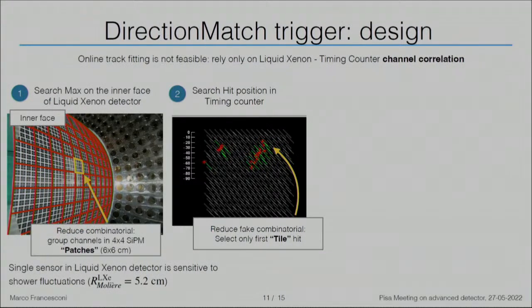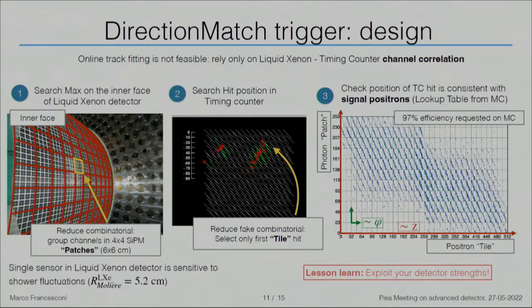The second request is the direction match. Essentially, we check a group of SiPMs in the interface of the xenon as a conversion point estimation, and we compare it with the estimation of the position in the timing counter. This is compared with the Monte Carlo, and the points that you see here in blue are the pairs that we expect to fire. So the higher segmentation of the MEG II detector increases the rejection power of these algorithms with respect to what we could do with MEG I.